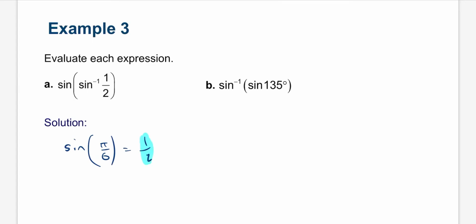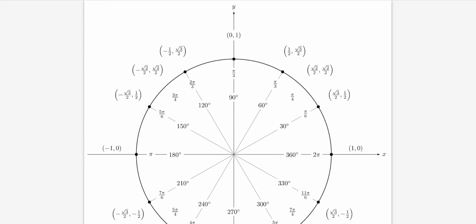All right, the next one. First, we want to work from the inside. We want to work from the inside out. So the sine of 135 degrees, that would be 135 is right here. So the sine is radical 2 over 2.